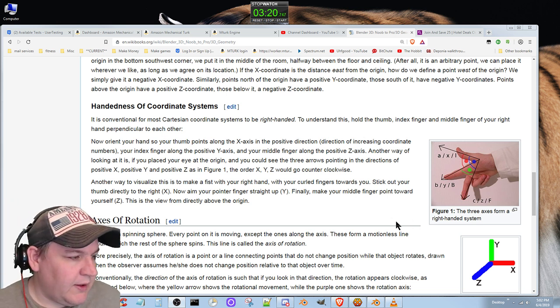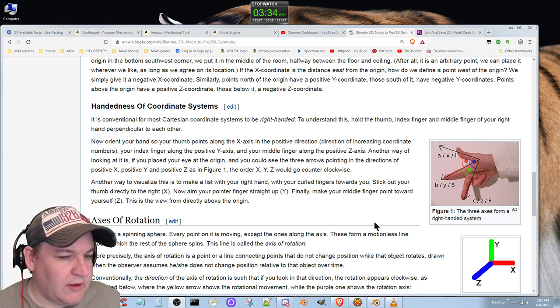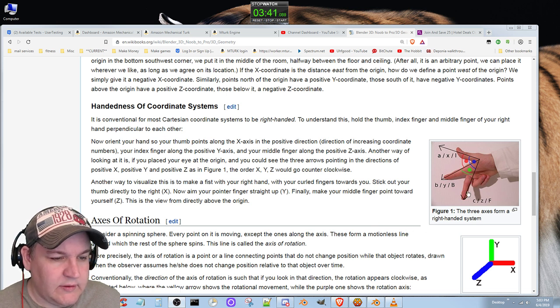Another way of looking at it is this. You place your eye at the origin, and you'd see the three arrows pointing in the directions of the positive x, positive y, positive z, as in figure 1. The order of x, y, z would go counterclockwise. Anyways, z is down, y is outward, this is left and right. Okay, I get it.